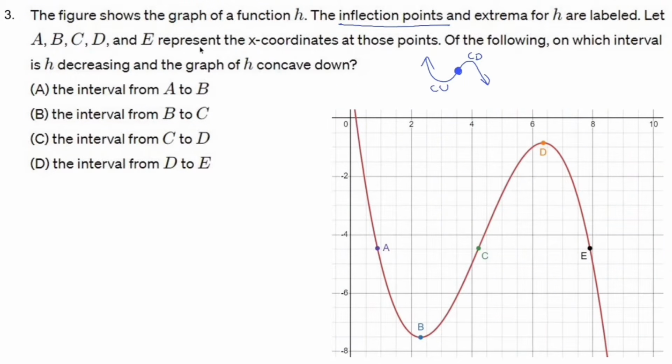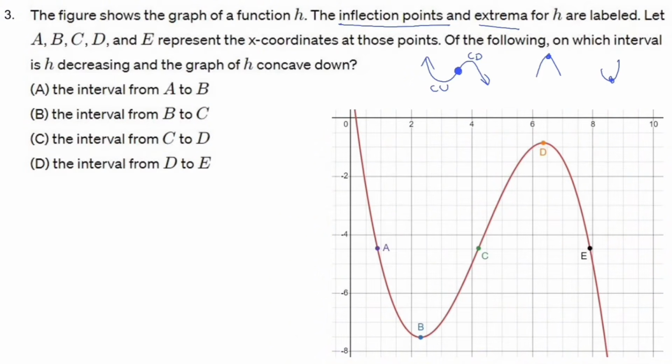And extrema, and if you're like, what the heck's the extrema? Well, an extrema is the very maximum of an area or the very minimum of an area, depending on which one. Extrema is just fancy like extreme. Anyway, the inflection points and extrema for h are labeled. So you're an inflection point, you're an extrema, you're an inflection point, you're an extrema, you're an inflection point. Let A, B, C, D, E represent the x coordinates at those points. Got it. Of the following, on which interval is h decreasing and the graph of h concave down?